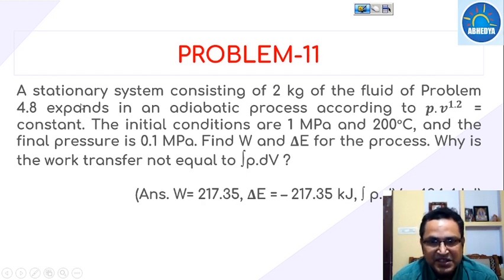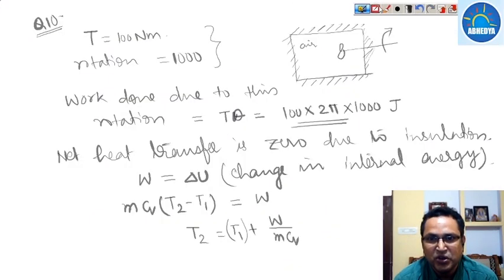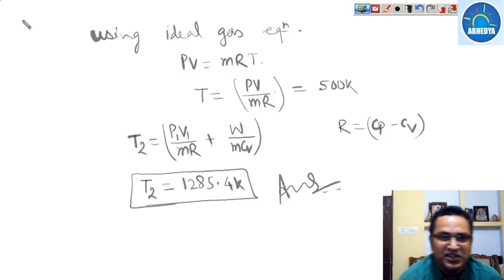So now I am just again reading it. A stationary system consisting of 2 kg of air undergoes an adiabatic process according to PV raised to the power 1.2 equal to constant. So the mass of air is given, and the law is given as PV raised to the power 1.2 is equal to constant.